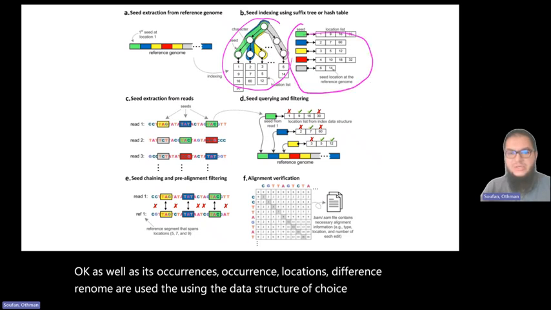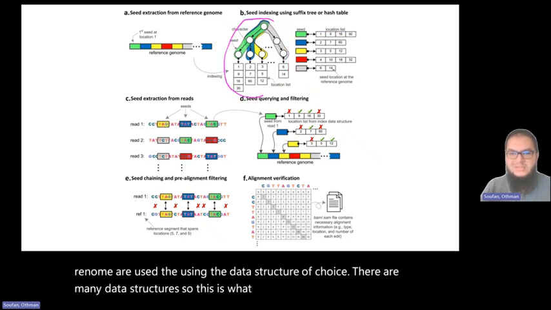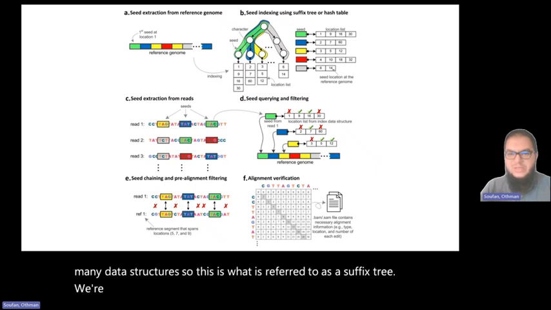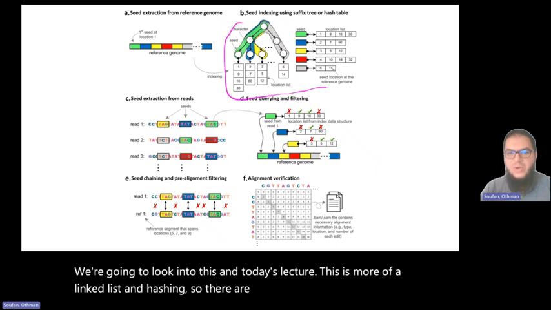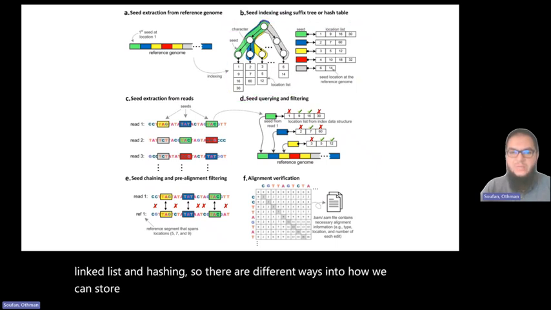There are many data structures, so this is what is referred to as a suffix tree. We're going to look into this in today's lecture. This is more of a linked list and hashing. So there are different ways in which we can store data in computers for efficient access.